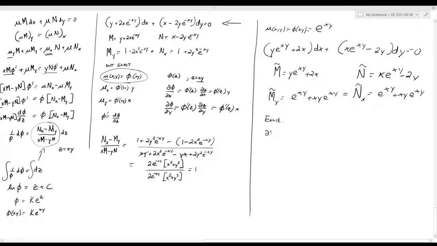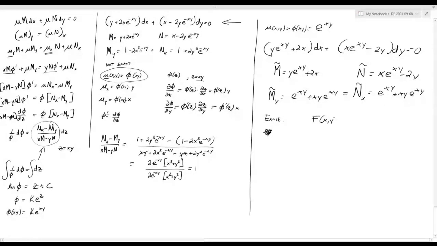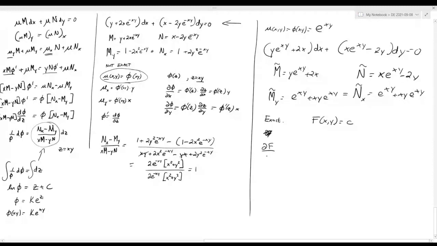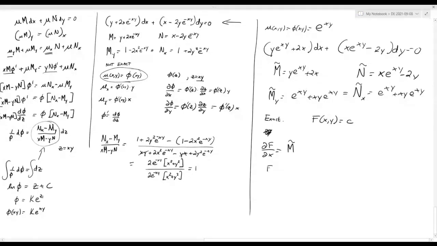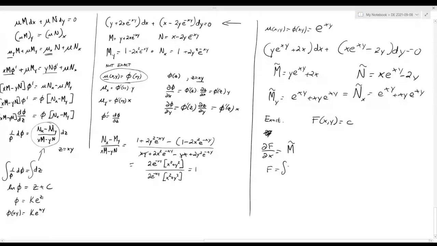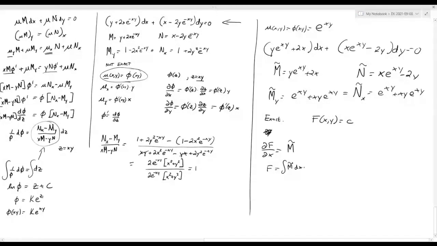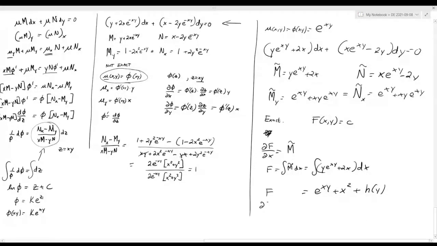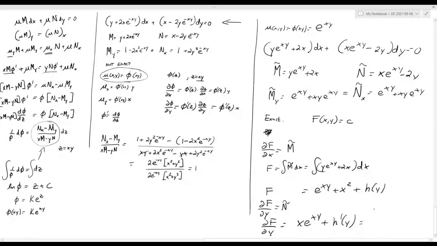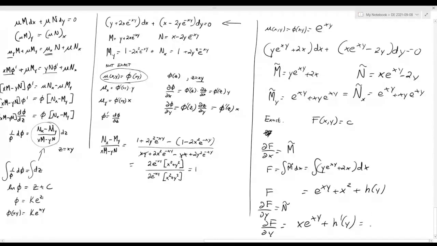So we're looking for a solution curve, which is the level curve of some function, big F. The derivative of big F with respect to x is m tilde. So we can recover F by anti-differentiating m tilde with respect to x. Then differentiating big F with respect to y should give us n tilde. So set that equal to n tilde.